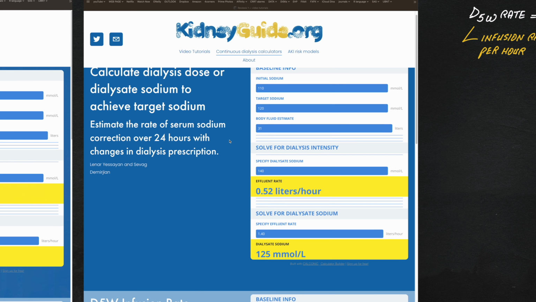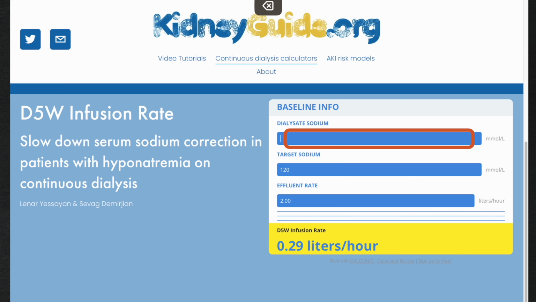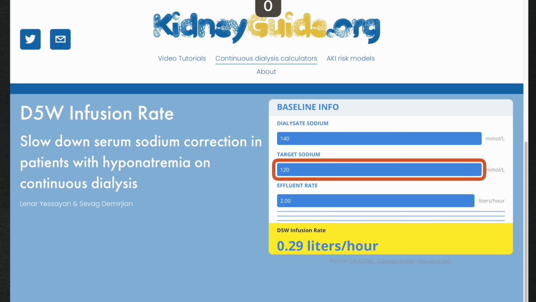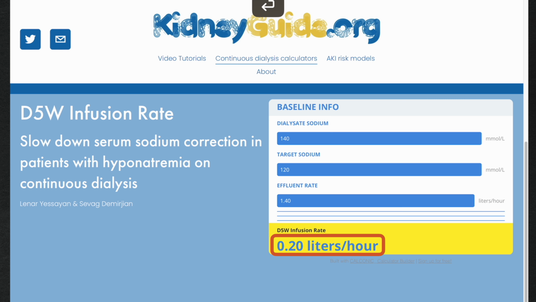If adding water to dialysate bags is not what you want to do, then you can opt for D5 water infusion to the patient directly. For the same target of 120 and effluent rate of 1.4 liters per hour, you will need to run D5 water at 200 mL per hour.